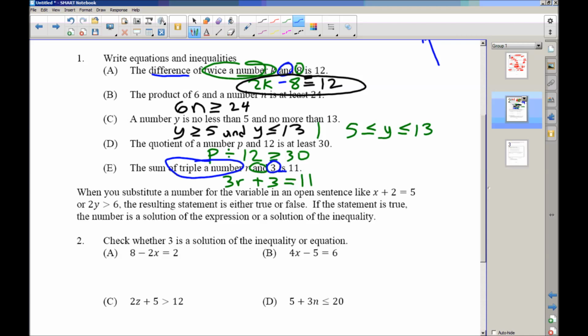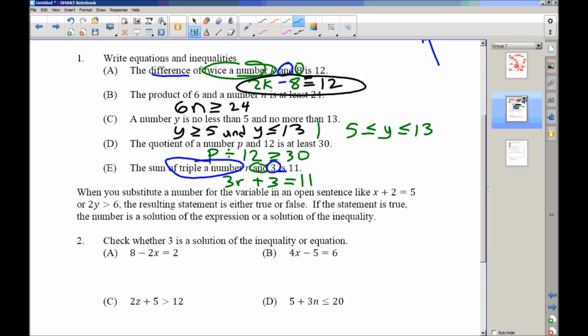Okay? Now, when you substitute a number for the variable in an open sentence like x plus 2 equals 5 or 2y greater than 6, so if I plug in for x or plug in for y, the resulting statement will either be true or false depending upon whether the statement makes sense. So if the statement is true, then you know that that number that we substitute is a solution for that open sentence. However, if the statement is false, then we know that number is not a solution for that open sentence.